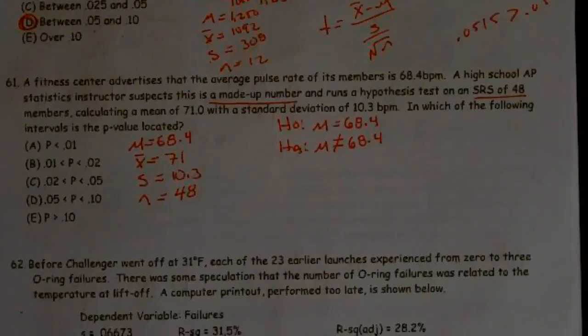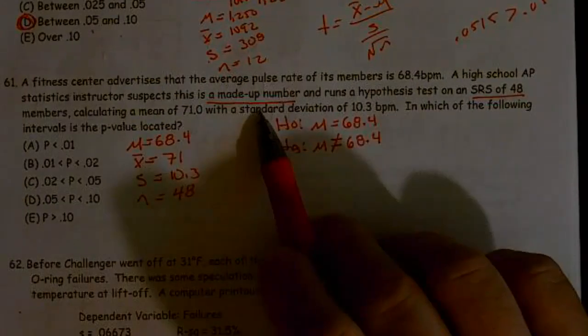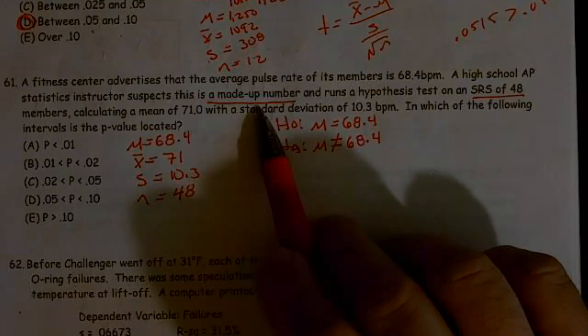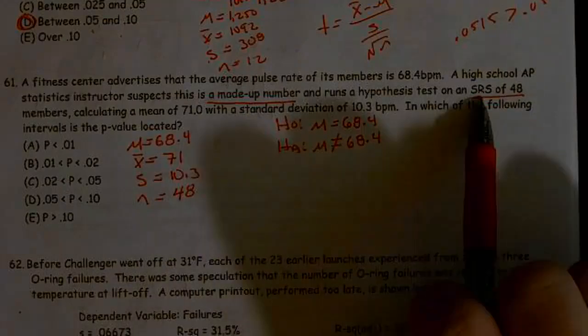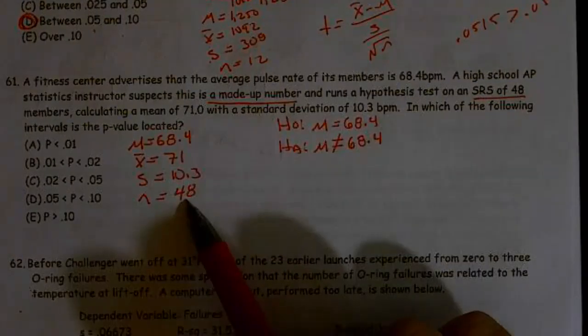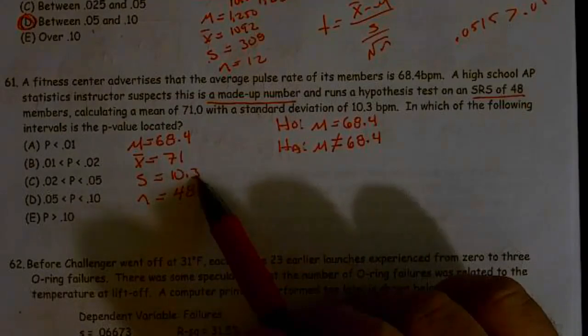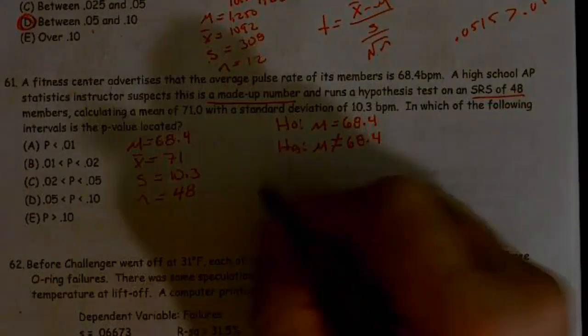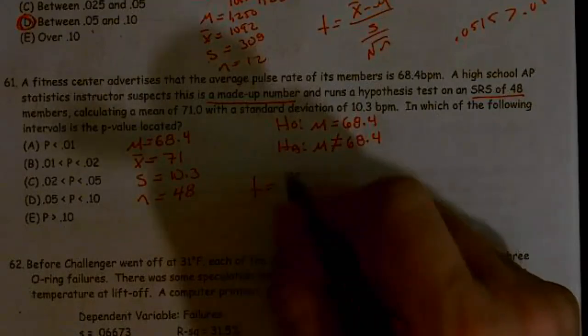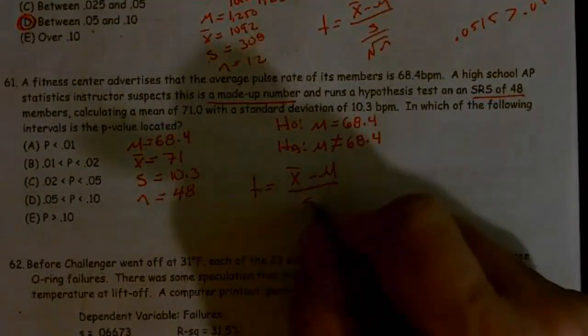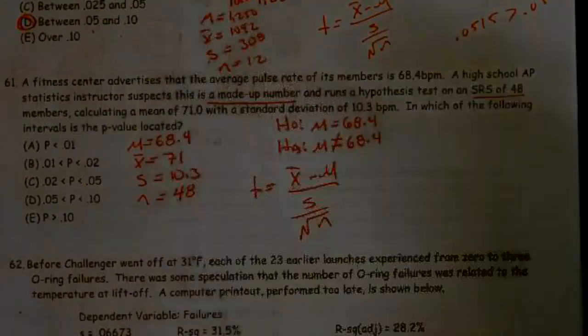61. A fitness center advertises the average pulse rate of its members is 68.4. A high school AP Stats class suspects this is a made-up number. Now, I didn't say that it was greater than or less than, but we run a hypothesis test on a simple random sample of 48, and we calculate a mean of 71, and our standard deviation from the sample is 10.3. Well, once again, because we're using the sample standard deviation, this means this is a one sample t-test.